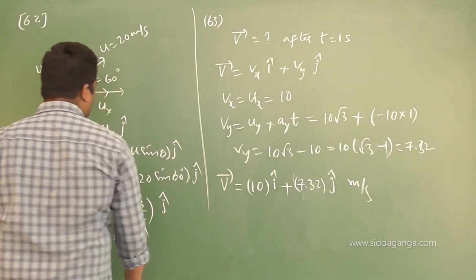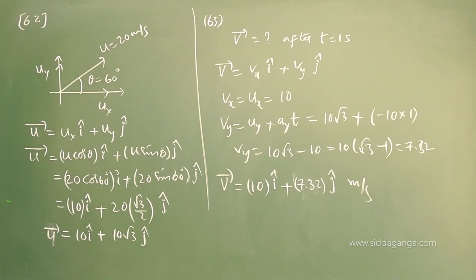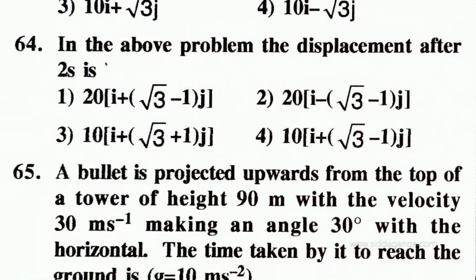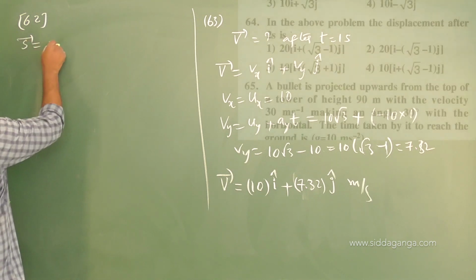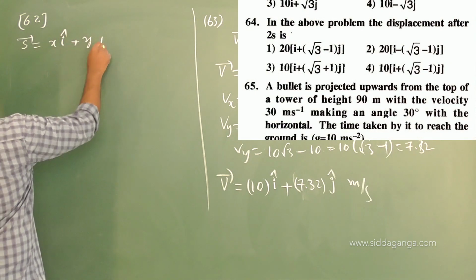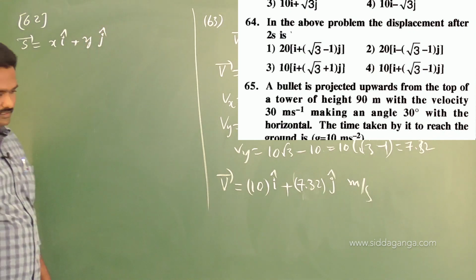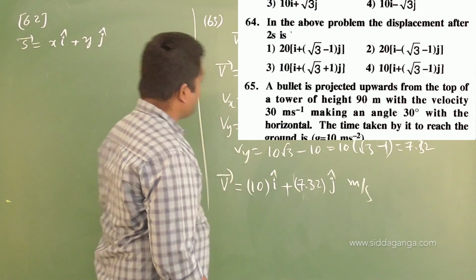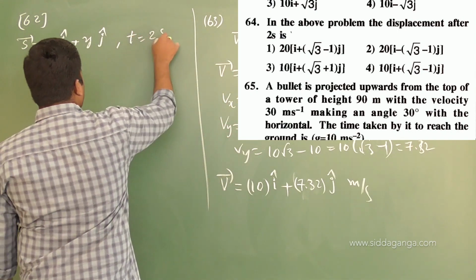Next, I hope you got this. So for the 64th problem, see, problem number 64, they are asking to find in the above problem the displacement after 2 seconds. What is the formula? Displacement equals x i cap plus y j cap, right? Displacement after how many seconds? 2 seconds. Time is given as t equals 2 seconds.